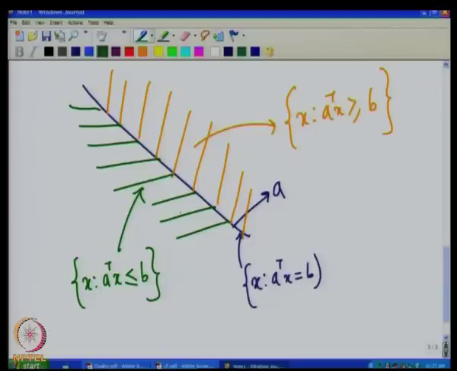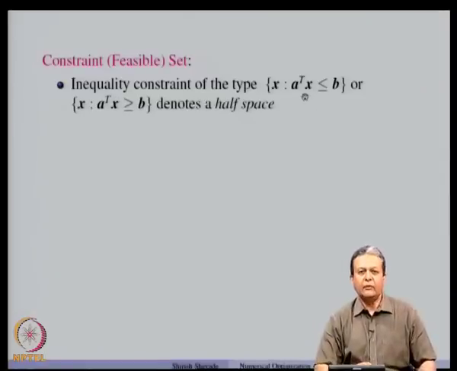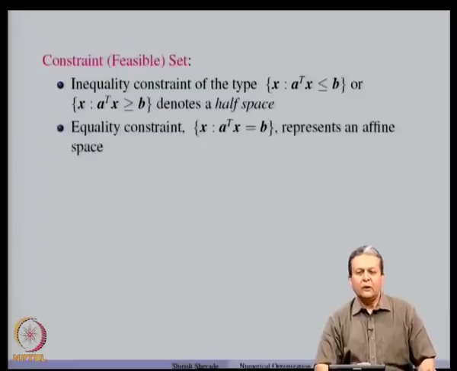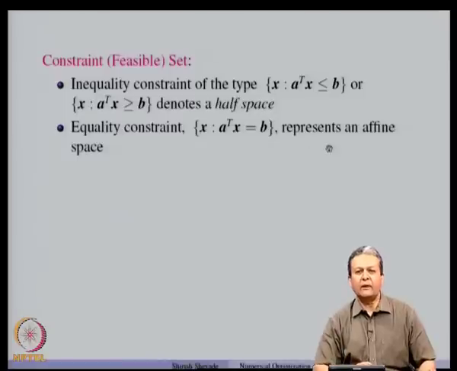Both the half spaces contain the hyperplane, and as you can see, each of these half spaces is a convex set. So, an inequality constraint of this variety denotes a half space. Now, if we have an equality constraint of the type x such that A transpose x equal to b, we know that it is a hyperplane. So, it represents an affine space, and that also is a convex set. So, every constraint in a linear programming problem is represented by a convex set.